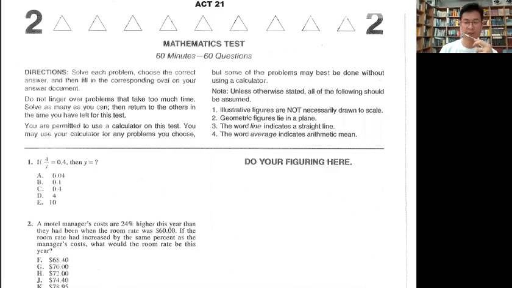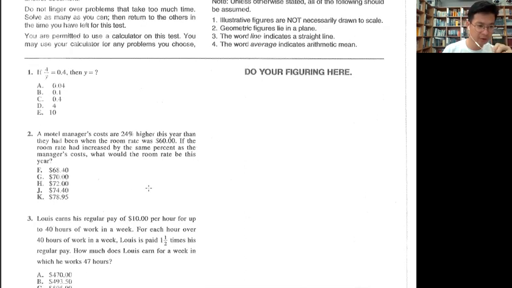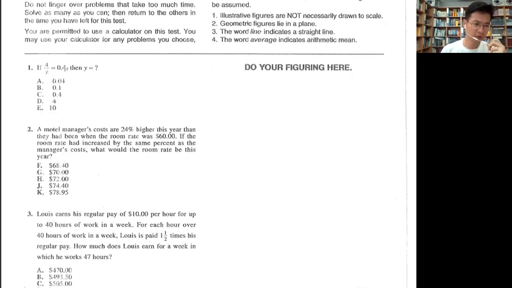Guys, this is the ACT 21 Math section. Okay, I'll do number one first. Just cross multiplying, 4 equals 0.4y.